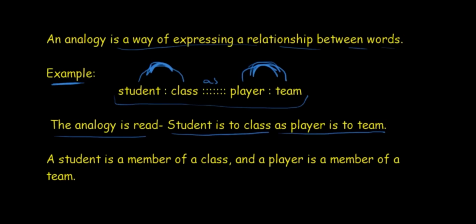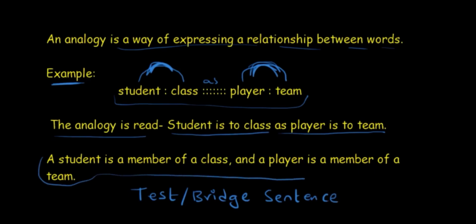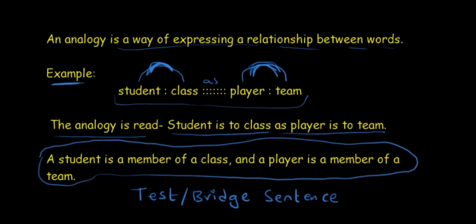And one very helpful technique that you could use when you're solving analogies is something called a test sentence or a bridge sentence, which is this thing over here. When they read out the analogy in the example, they thought, okay, how about we put this into a test sentence? A student is a member of a class, and a player is a member of a team. Do you see how they've built a bridge sentence to relate the words? I encourage you to use test bridge sentences to work around your analogies.